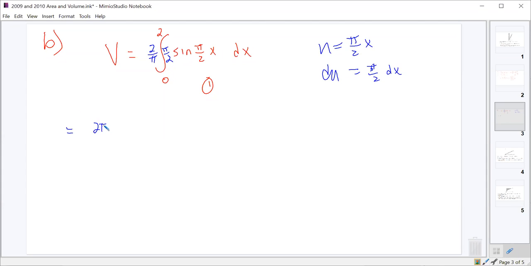And so we then end up with 2 over pi times the integral of sine u du. And the pi over 2x would be multiplied by 0, right? With x equal to 0. Pi over 2 times 0 is 0, so our u value would be 0. And 2 times pi over 2 is pi, so our upper limit would become pi. Everybody good with that so far?